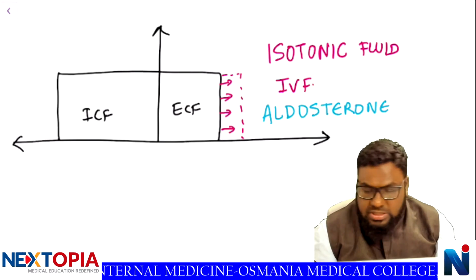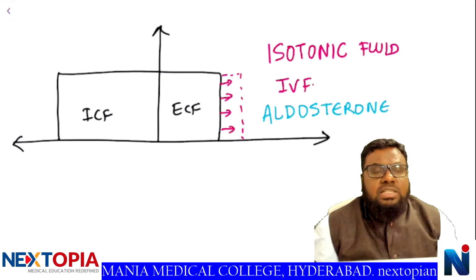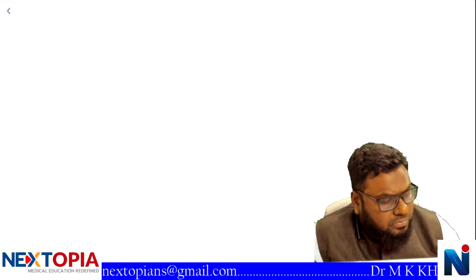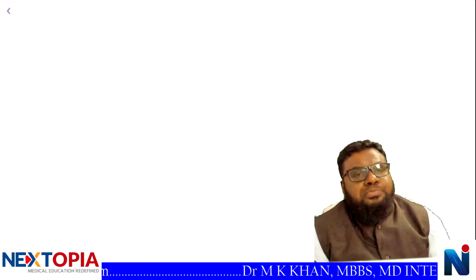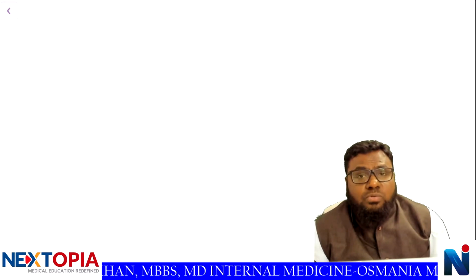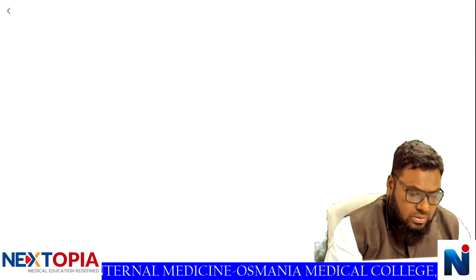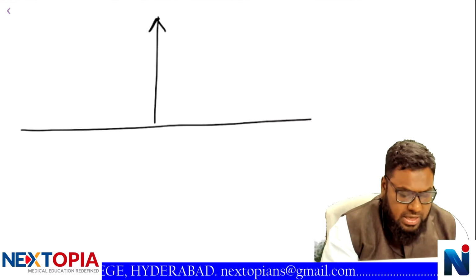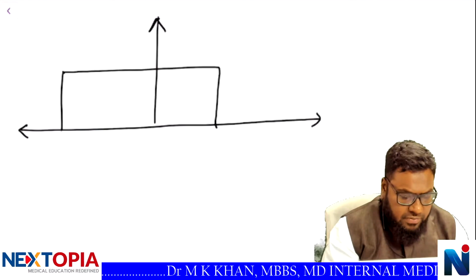All right, this is one important scenario you need to understand. The next important scenario: suppose a person is showing a decrease in the extracellular volume and osmolarity. So again, we are discussing Darrow-Yannet diagrams. These diagrams will be given in your exam. All right, this is ICF and this is ECF.